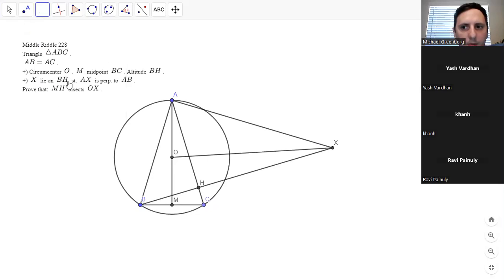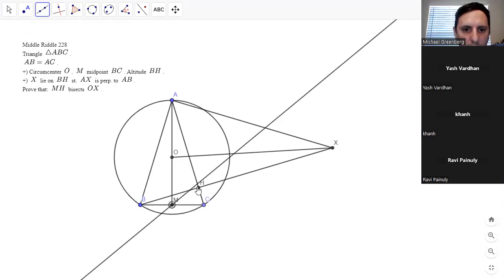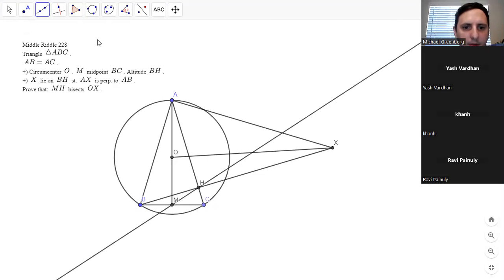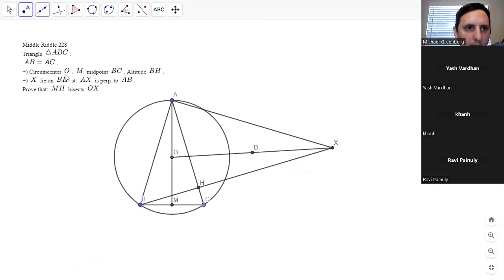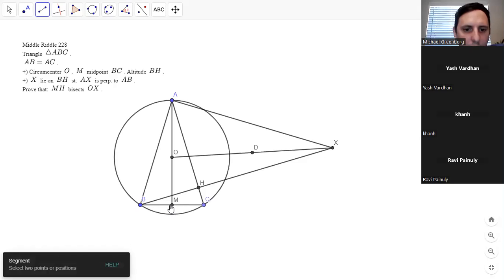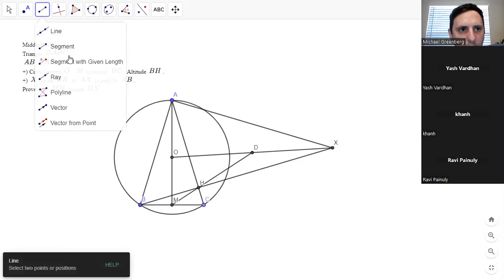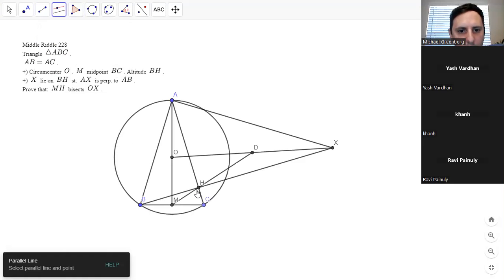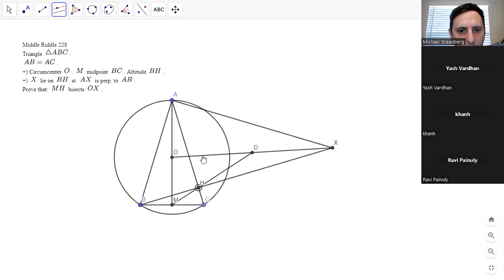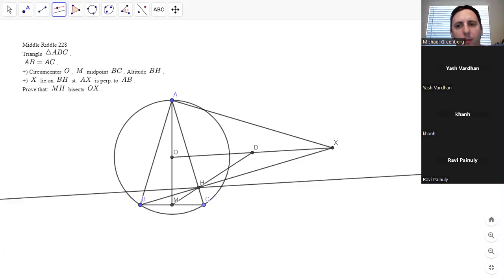Let's see, maybe it's worth drawing MH, and then we could see where it intersects OX. We want to show that's the midpoint. And then can we project through H onto BC? We can try, but draw this parallel. I don't know if that does too much. So yeah, maybe there's a better way.